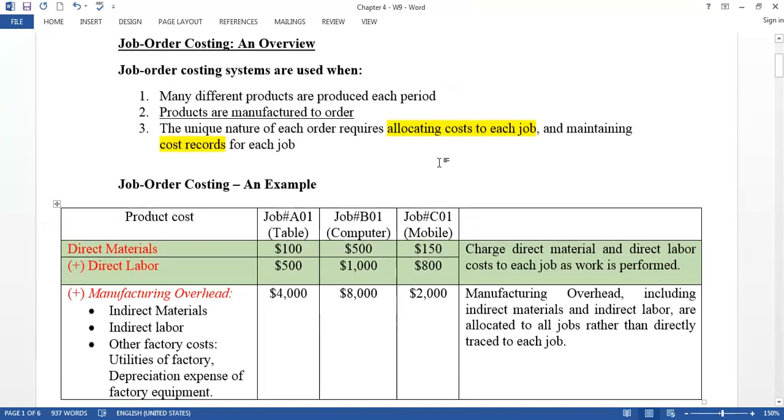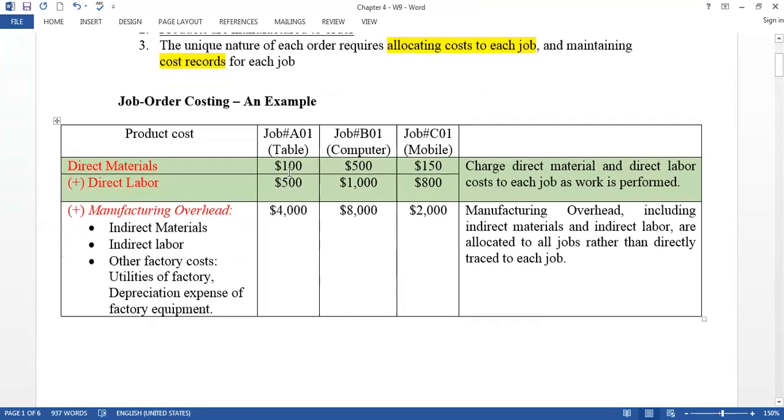And as they said, we allocate cost for each job. So for job A01, these three are the costs. For job B01, these three are the costs: direct material, direct labor, and manufacturing overhead. For job C01, we have another direct material, direct labor, and manufacturing overhead.